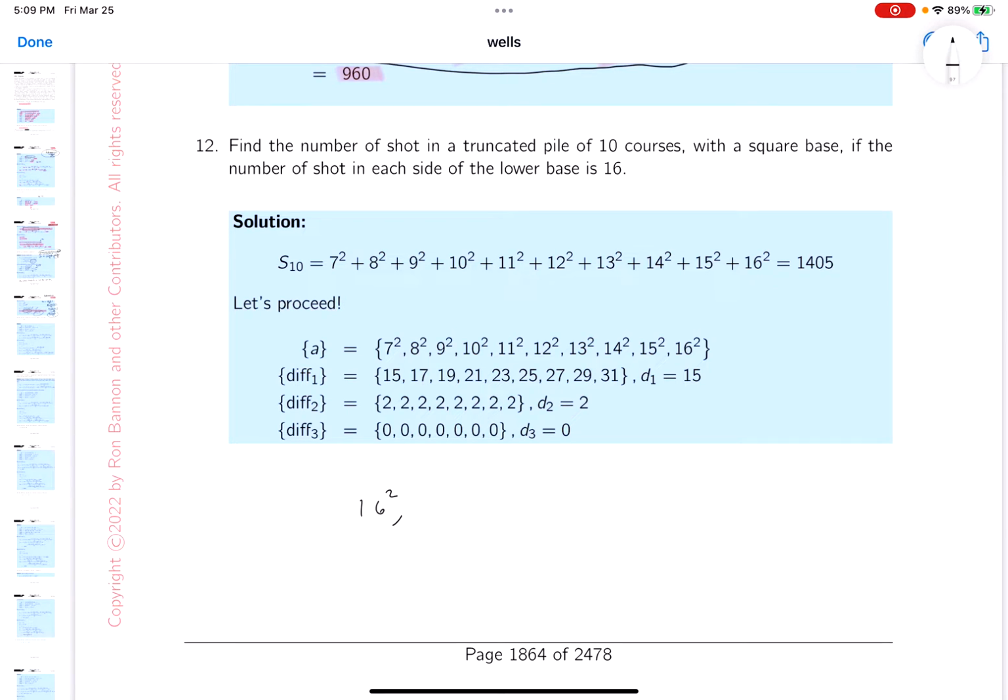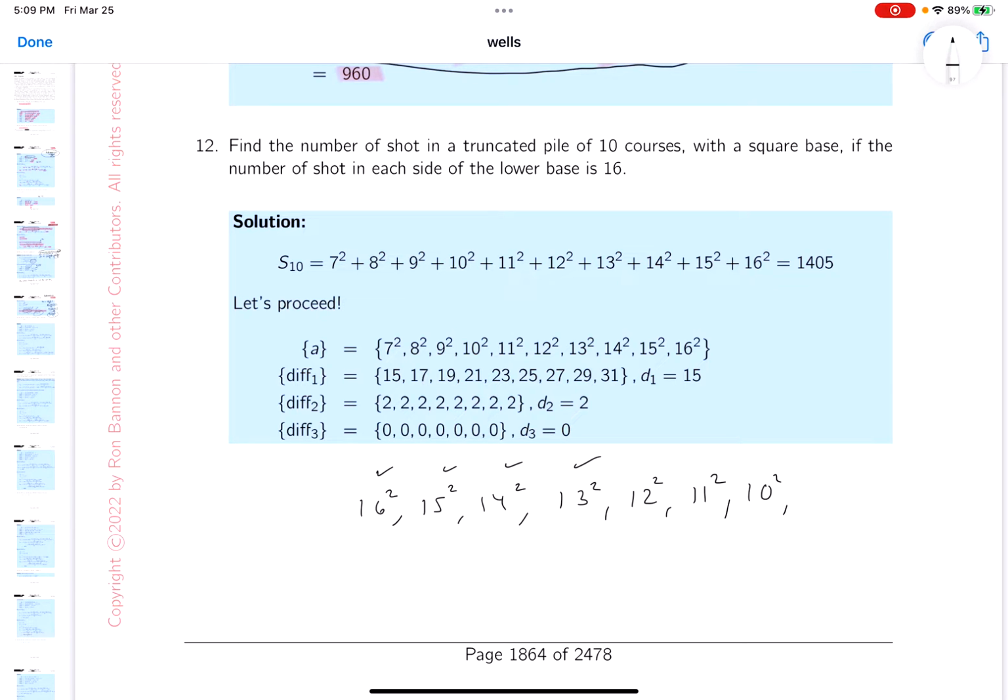Then the next one up from that is going to be 15 squared. And the next one up from that would be 14 squared. Right? And then you have to understand there's going to be 10 courses over here. Course 1, course 2, course 3. Let's keep going. And I'll count them for you, don't worry.